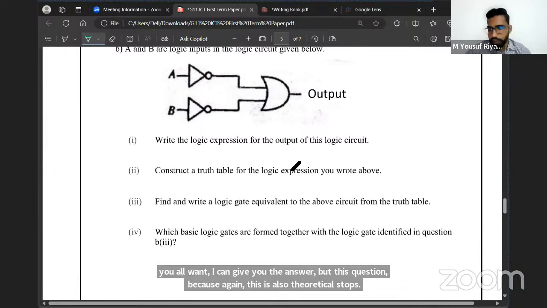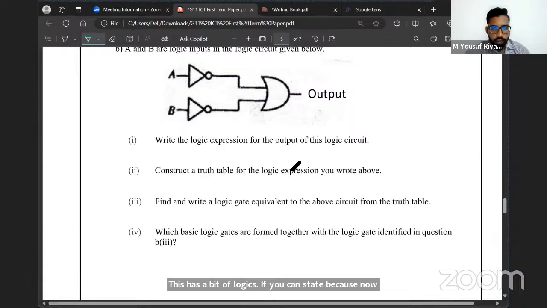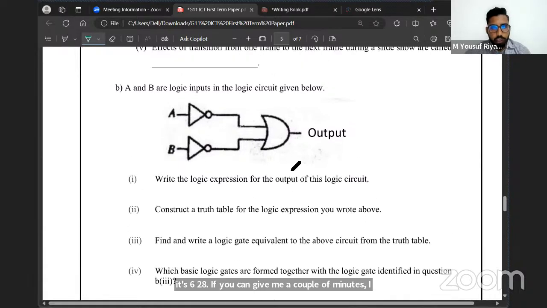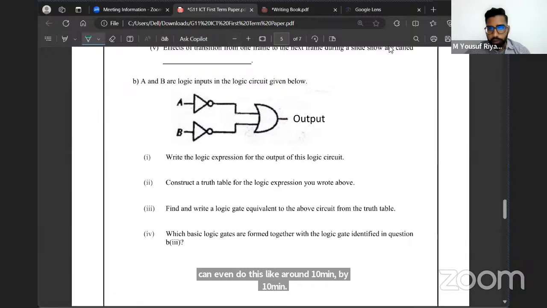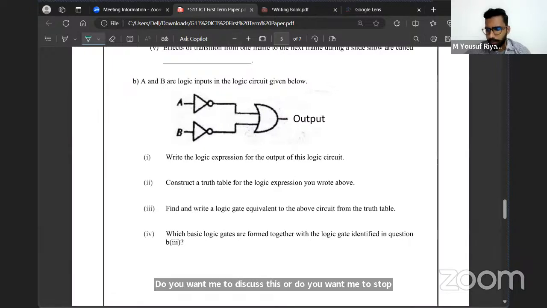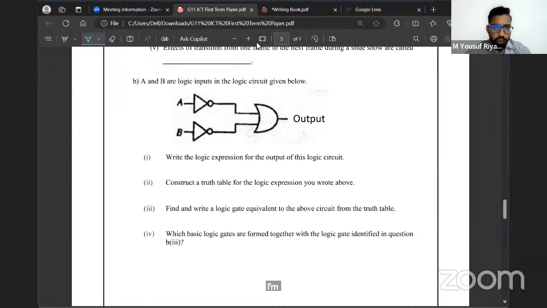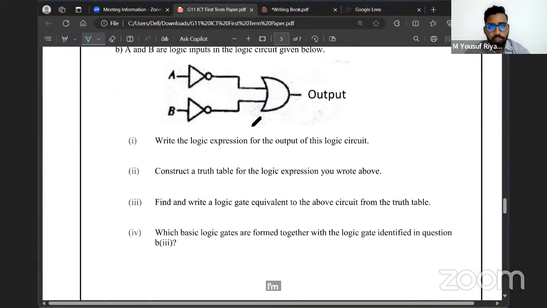If you all can stay, because now it's 6:28. If you all can give me a few minutes, around 5 to 10 minutes, I can even do this. Do you want me to discuss this, or do you want me to stop from here? What do you want me to do? I'm okay with anything. Continue. Okay, so let's continue. Right.